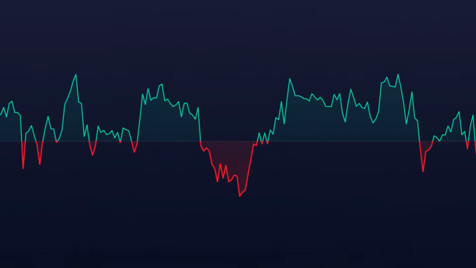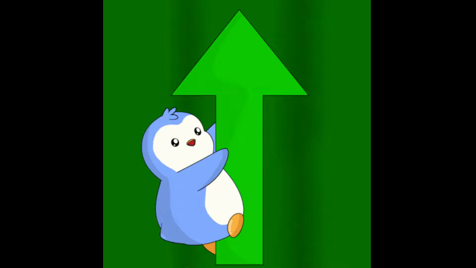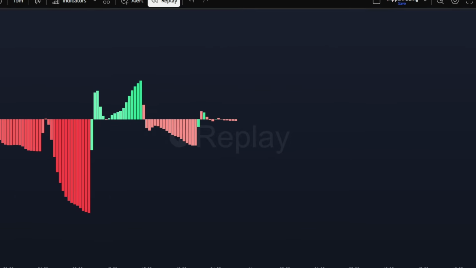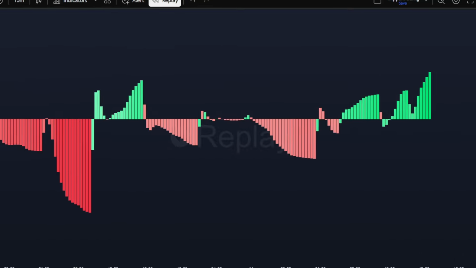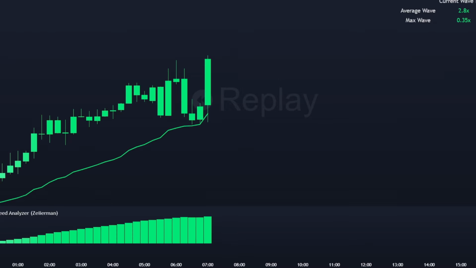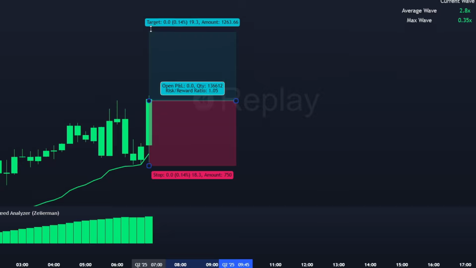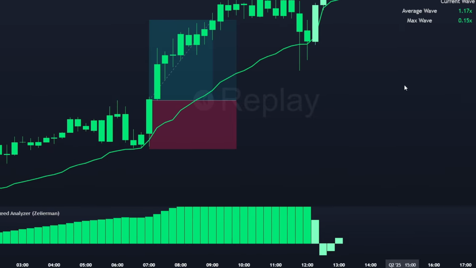You ever wonder what if your indicator could not only tell you the trend, but also how fast that trend is moving? What if it could show you when momentum is increasing or decreasing even before price makes a move? Well, that's exactly what this new tool claims to do. It's not just another trend line, it's something way more advanced.